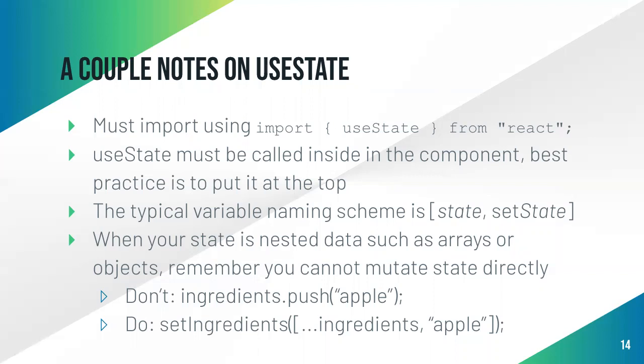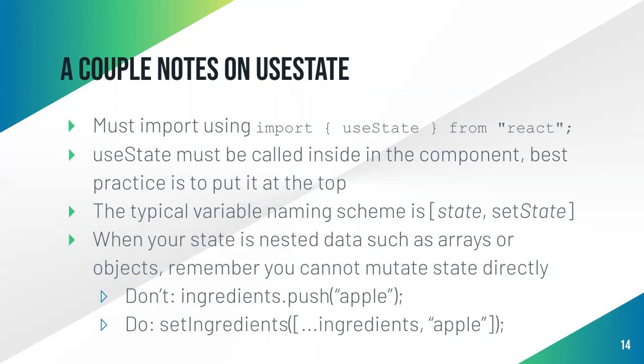The typical naming scheme, as Cole mentioned, is state and then setState. So whatever your variable name is, and then set variable. And then finally, this is where it gets kind of tricky: when you're using nested data, like an array or an object, remember that you can't modify values within that nested thing. If I have an array of ingredients, I can't just change the ingredients. I actually need to use setState.